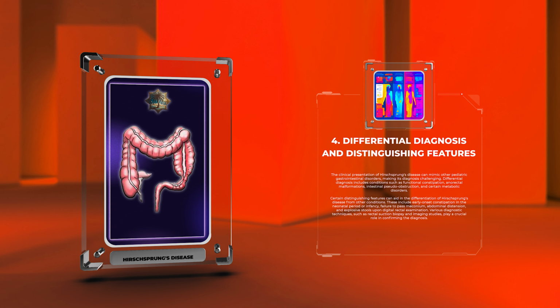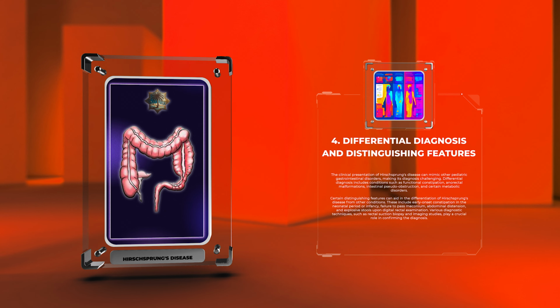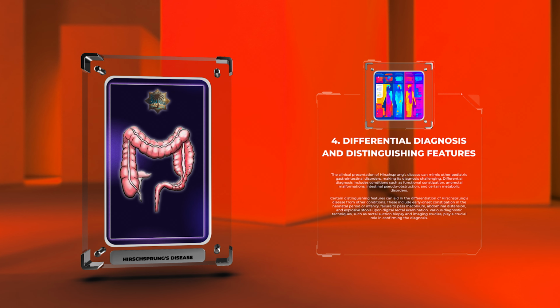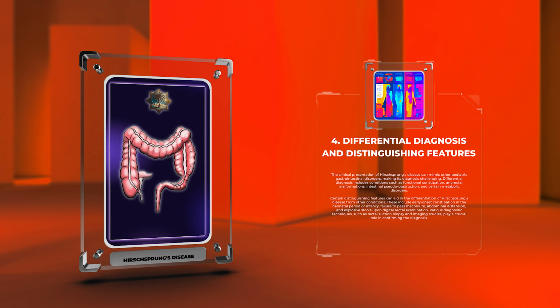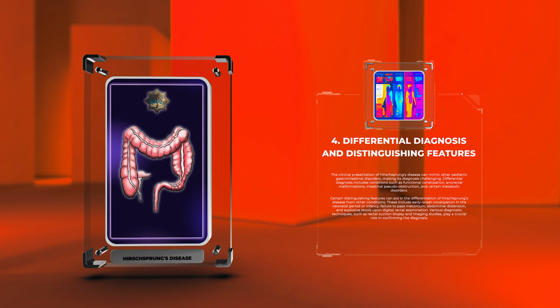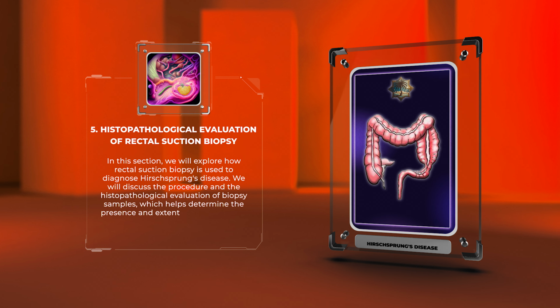These include early onset constipation in the neonatal period or infancy, failure to pass meconium, abdominal distension, and explosive stools upon digital rectal examination. Various diagnostic techniques, such as rectal suction biopsy and imaging studies, play a crucial role in confirming the diagnosis. In this section, we will explore how rectal suction biopsy is used to diagnose Hirschsprung's disease.